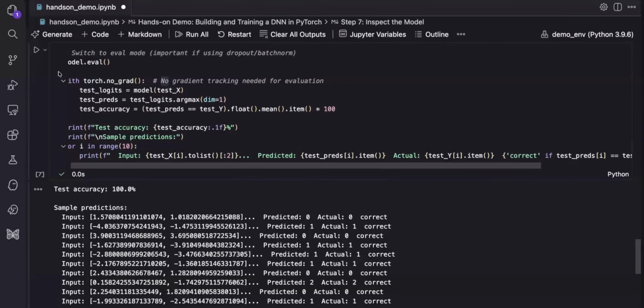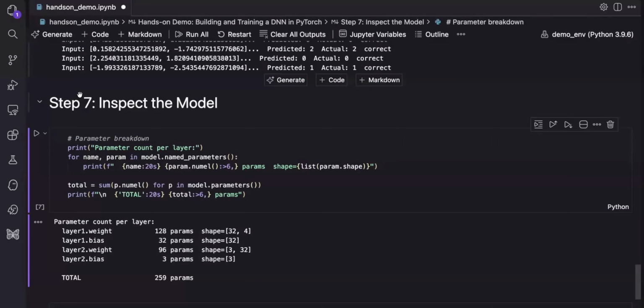Test accuracy is also 100%, so it is perfect. Now let us look at exactly where the 259 parameters live, because understanding this helps you make good architectural decisions and debug issues with model capacity. The output lists every parameter in the model.